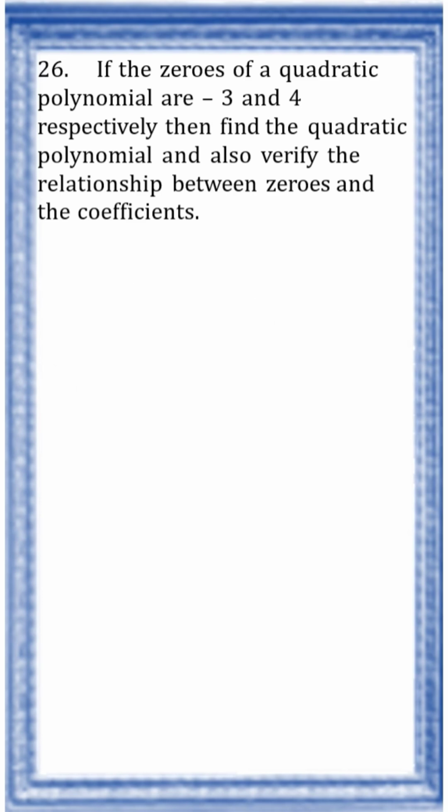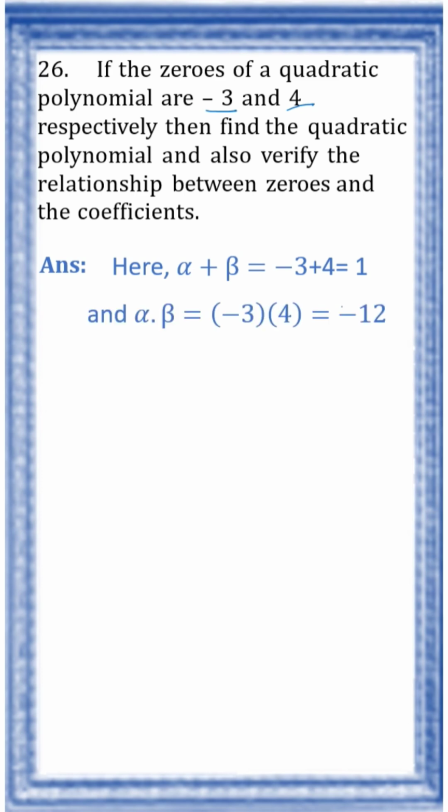Now let us solve this question. If the zeros of the quadratic polynomial are negative 3 and 4 respectively, alpha is equal to negative 3 and beta is equal to 4. Find the quadratic polynomial. So now we have to use the formula x square minus (alpha plus beta, sum of the roots) into x plus alpha into beta, the product of the roots. Alpha is negative 3, beta is 4. So sum of the roots is negative 3 plus 4, that is equal to 1. Alpha into beta, negative 3 into 4, that is equal to negative 12.